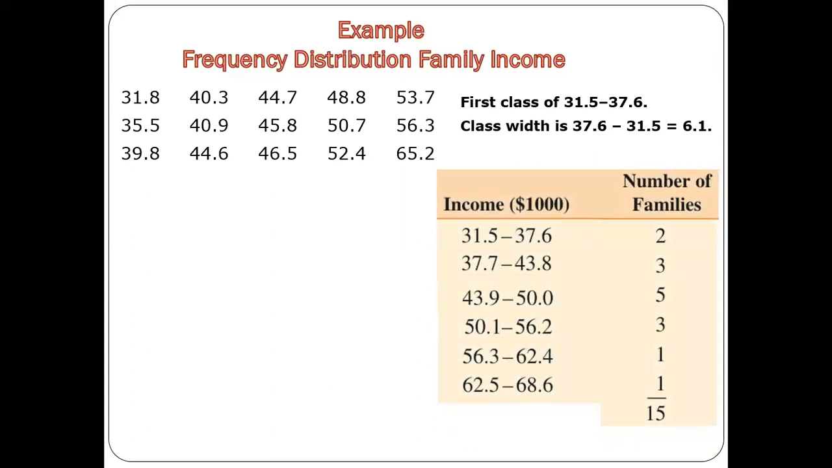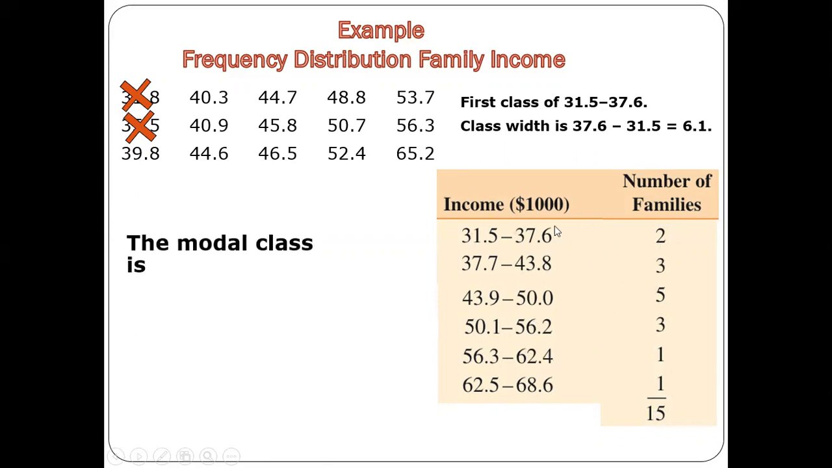Now, when you have the other classes, you can determine the number of families by counting all the values in between each class. For example, the first class we have 31.8, we have 35.5. So then we have 2 under that section. We'll do the same for the rest to obtain all these values.